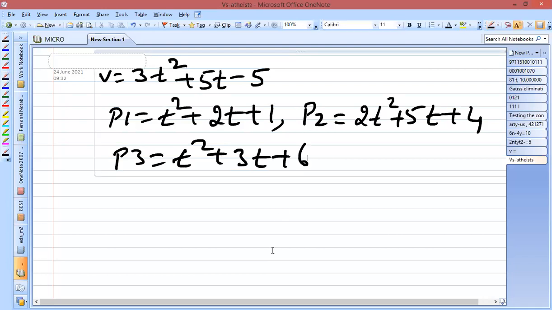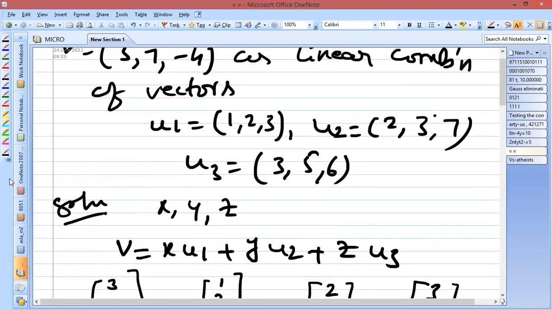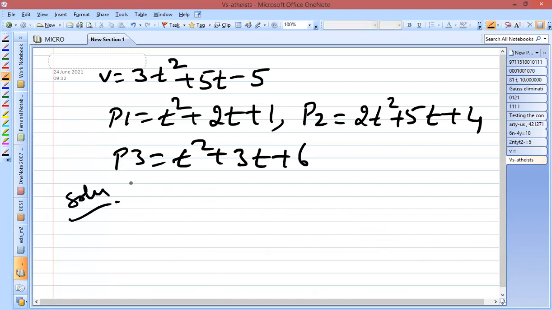So express the polynomial v is equal to 3t square plus 5t minus 5 as a linear combination of the polynomials p1, p2, p3. In the previous problem, you can see that he has directly given the vectors, the coefficients directly, but in this problem, he has given a polynomial. So in order to solve this, once again, you can write down the coefficients from this and form the vector.